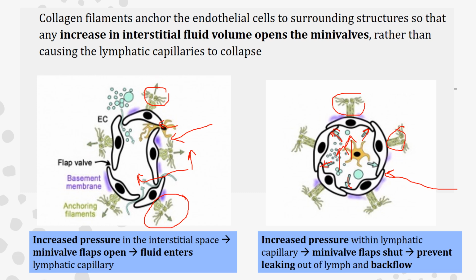So it's going to prevent leaking of the lymph, and also the valve. As you know, valves' main function is to prevent backflow, so the valves in the capillary are also going to help you prevent any backflow of the lymph, and eventually ensure that the lymph flows in a one-way direction back to your heart.